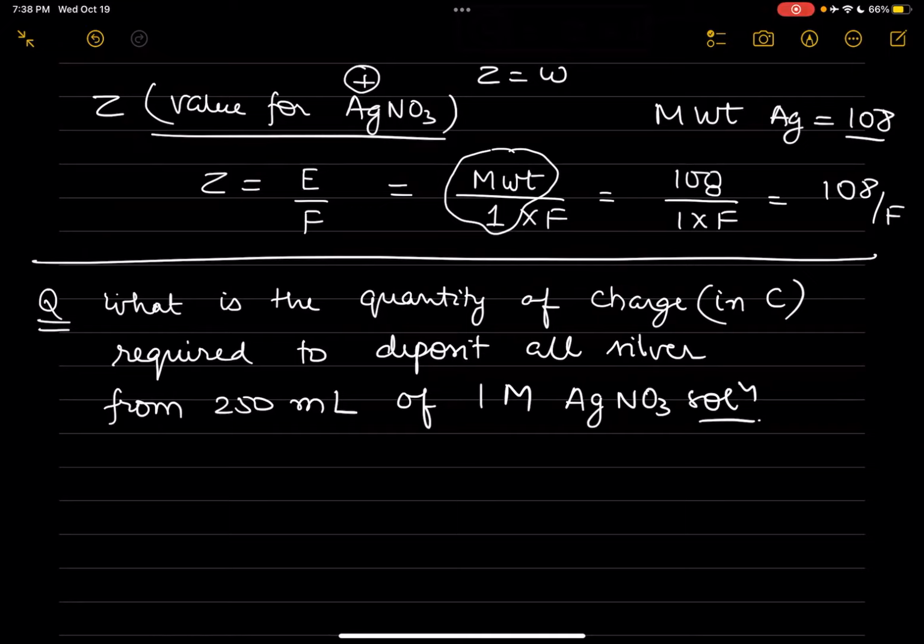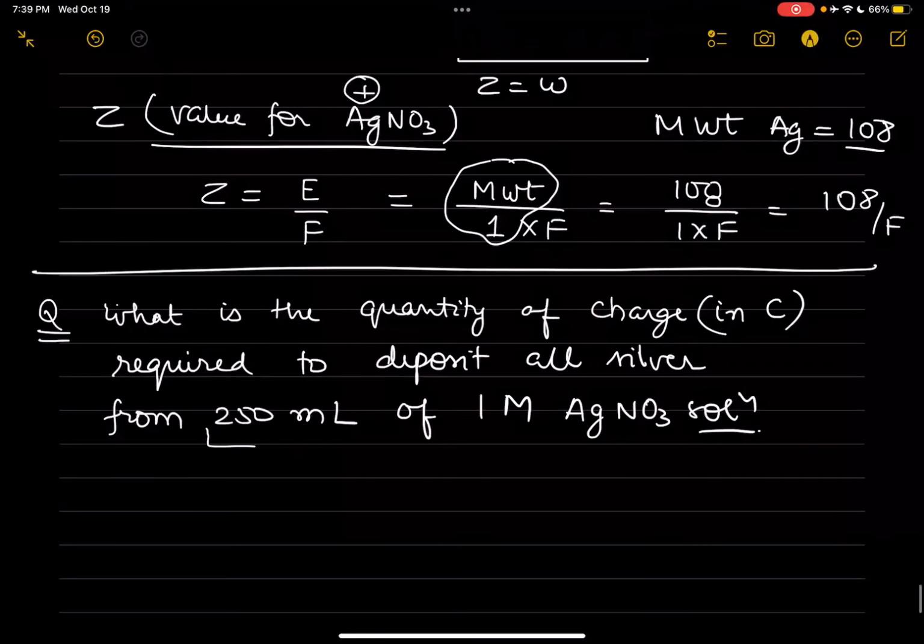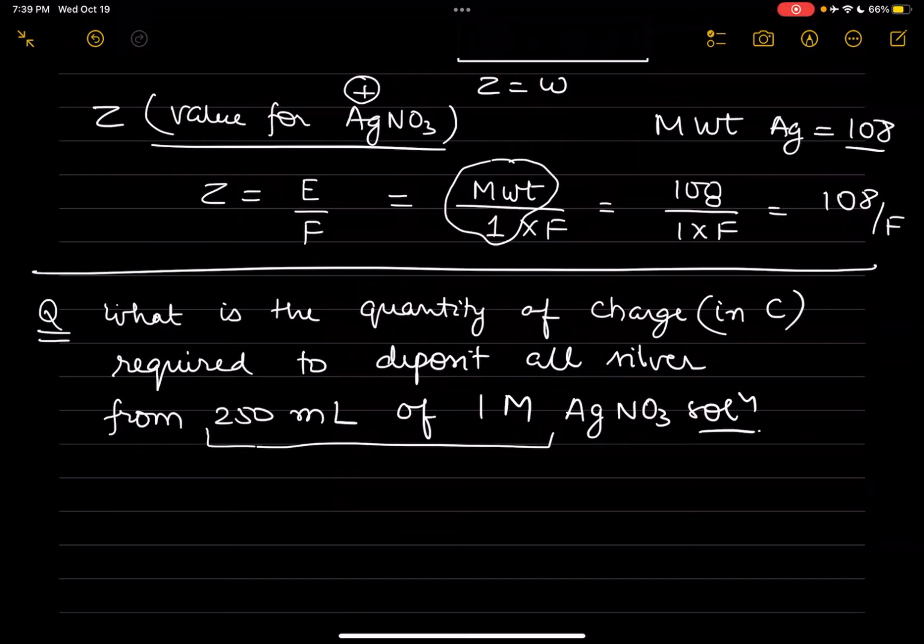Are you trying? What is the charge required to deposit all silver? You took 250 ml of solution, 1 molar. So it will have some silver. So how much charge should I pass in coulombs to deposit all silver? That you need to tell me.